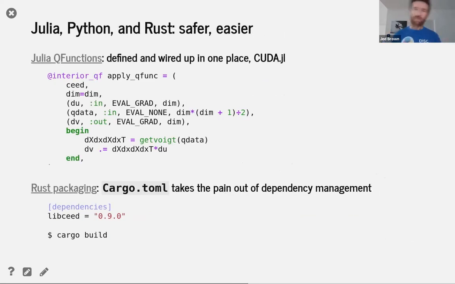So in this library, we've built out Julia, Python, Rust bindings. It kind of allows people to use their favorite modeling environments.